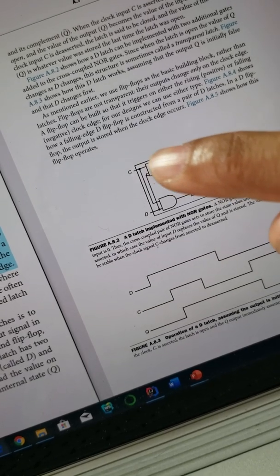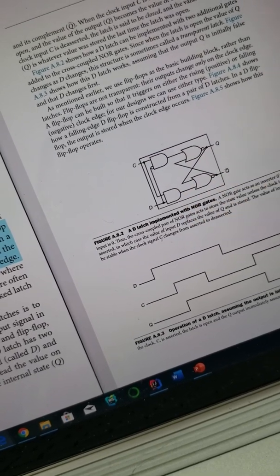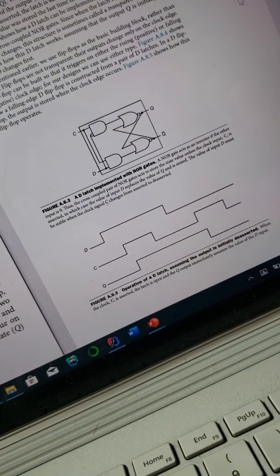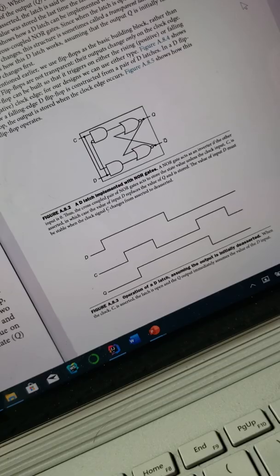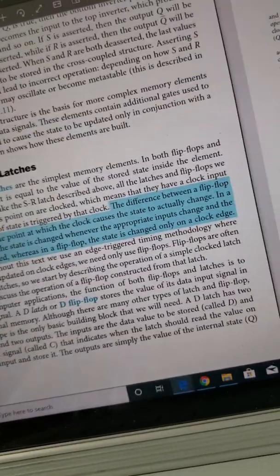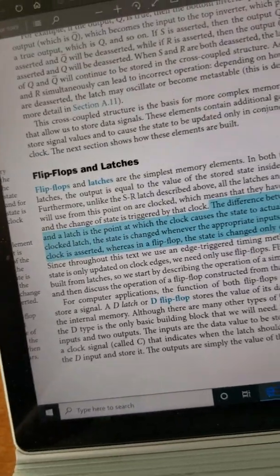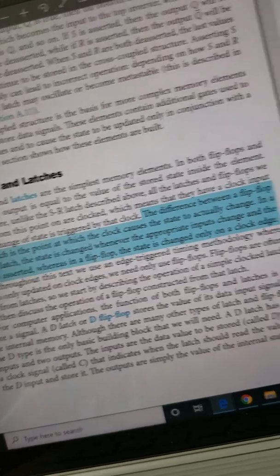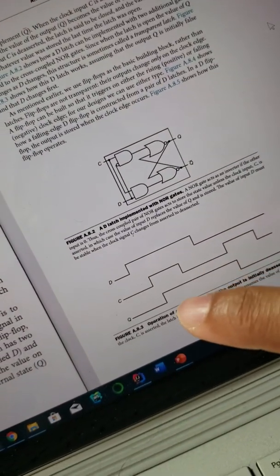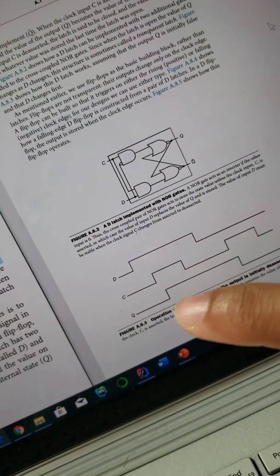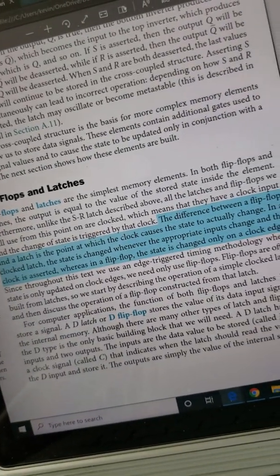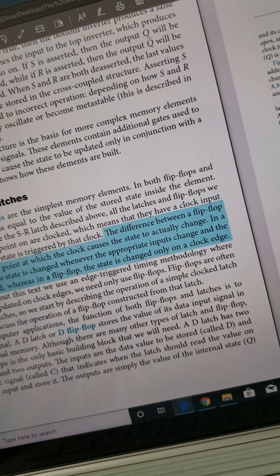C represents the clock input, D represents the input, and here we have the operation of a D latch. If we continue reading, it says, in a clocked latch, the state is changed. So the Q output represents the state being changed. It says the state is changed whenever the appropriate inputs change.